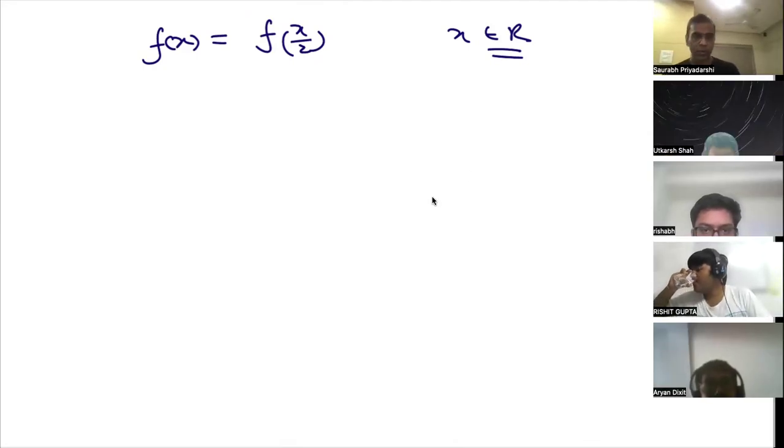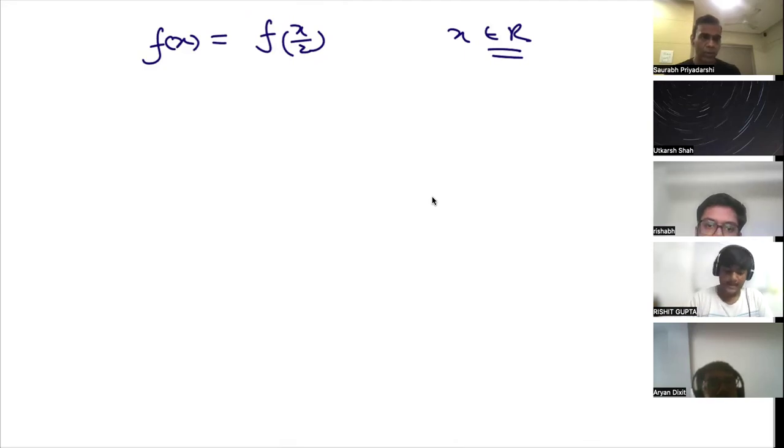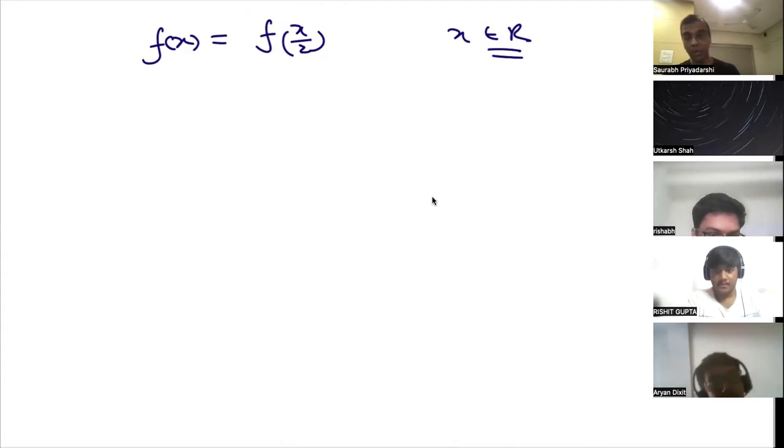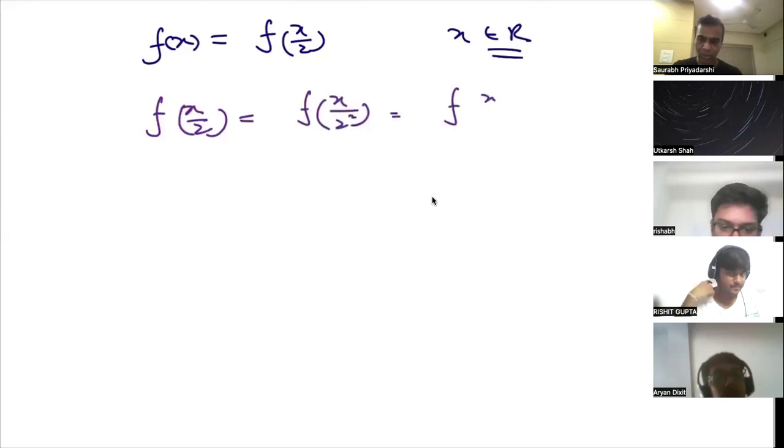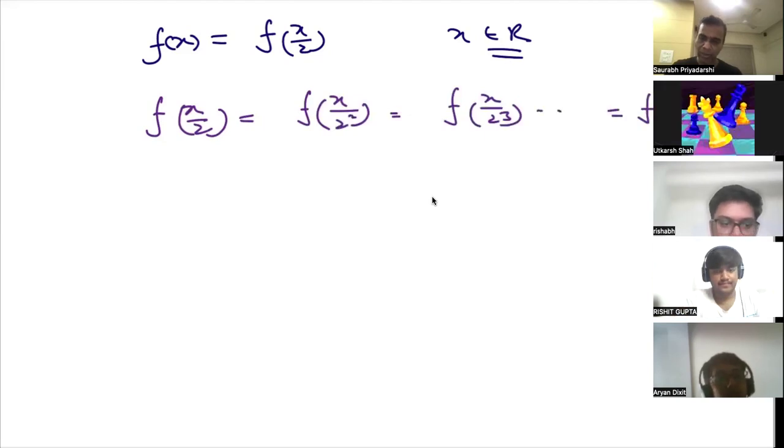See, if it is given that this is a polynomial equation, then only we should take the polynomial. Otherwise, in a functional equation, we do not take polynomials. In this, what we can do, it is not given, so we must not take this as a polynomial, right? We can put x by 2 in place of x. So this is f of x by 2 square. Then you can put x by 2 cube, and so on, f of x by 2 to the power n. And again, I am saying this n is very, very large.